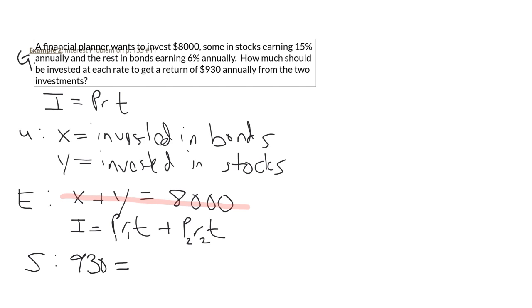Okay, so our principal 1, let's say that's how much we're investing in bonds, has to be multiplied by our rate, which for our bonds rate, that would be 6%. So we're going to write that as 0.06. To that, we need to add the amount of money that we're going to get back from investing in stocks. So that's going to be the amount that we invest in stocks, which we don't know, multiplied by 15%. So the amount from each of those should add up to a total of 930. So that gives us our second equation.